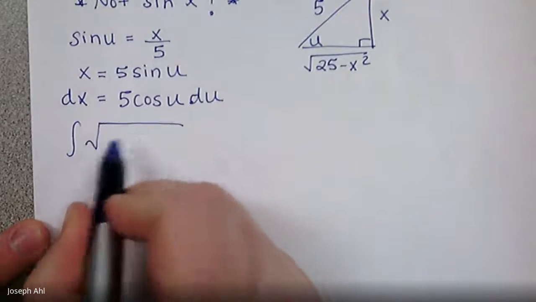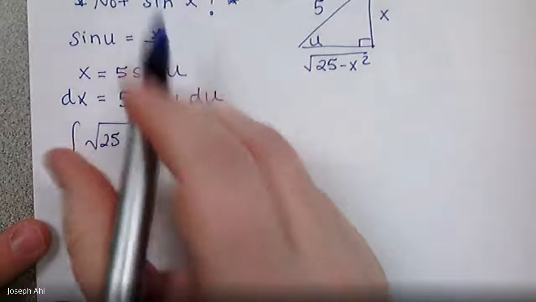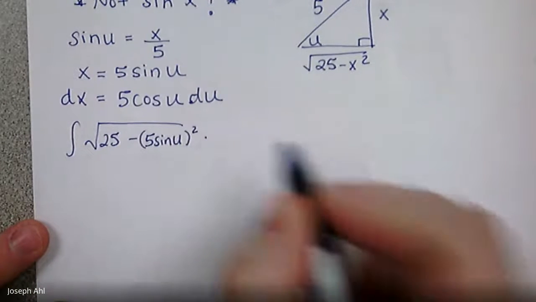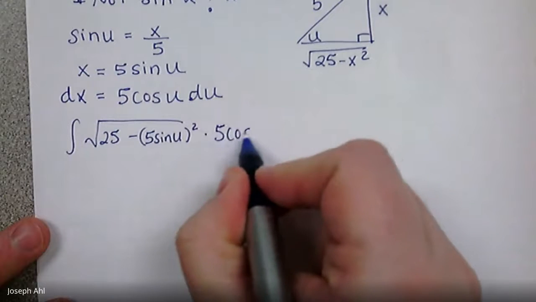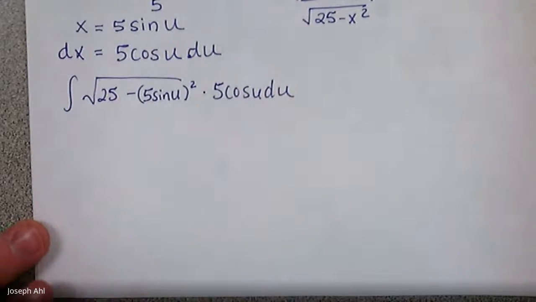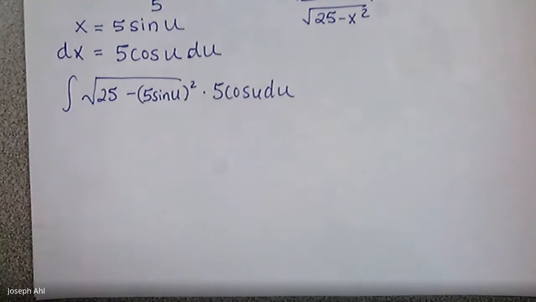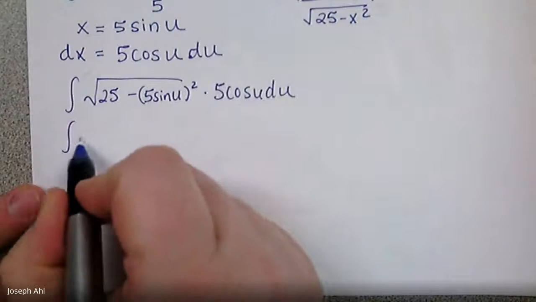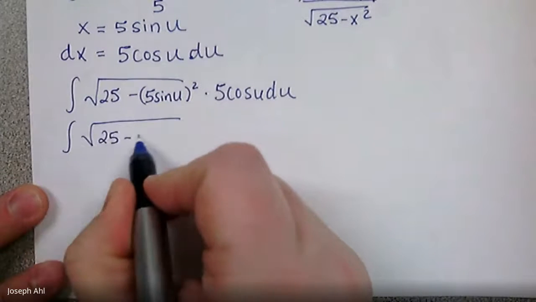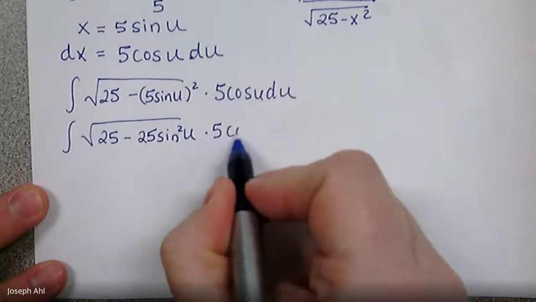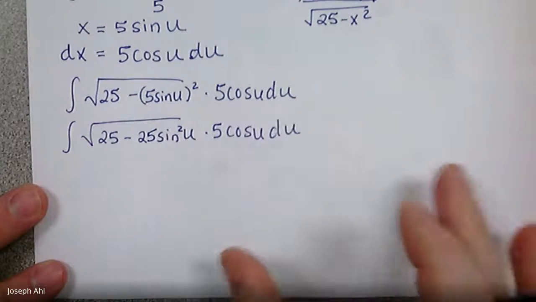And take the square root of 25 minus x squared, which is 5 sine u squared. And then our dx is now 5 cosine u du. All right, let's see if we have any better luck integrating this with some trig substitutions involved. Okay, so from here, we know that this is going to turn into 25 minus 25 sine squared u underneath the radical times 5 cos u du.